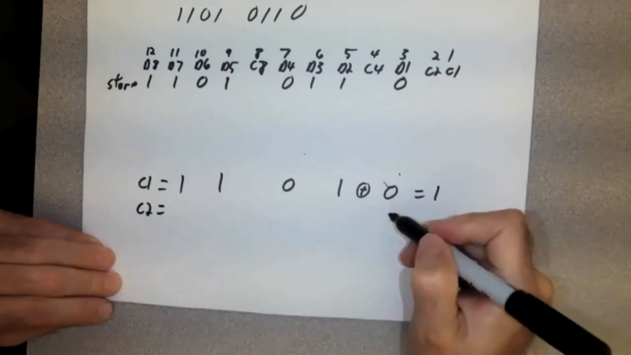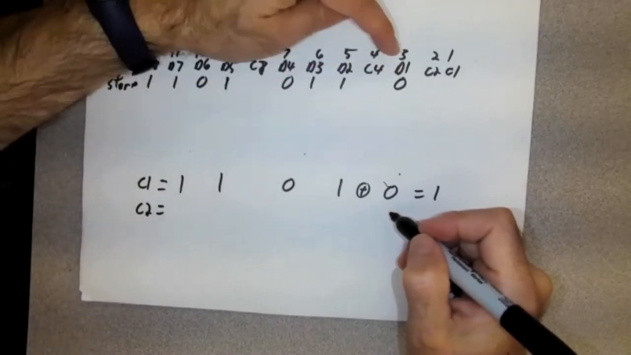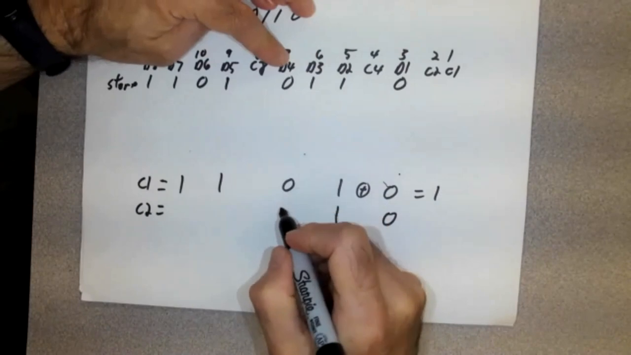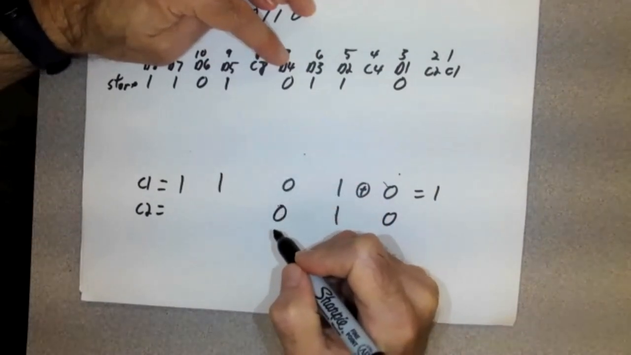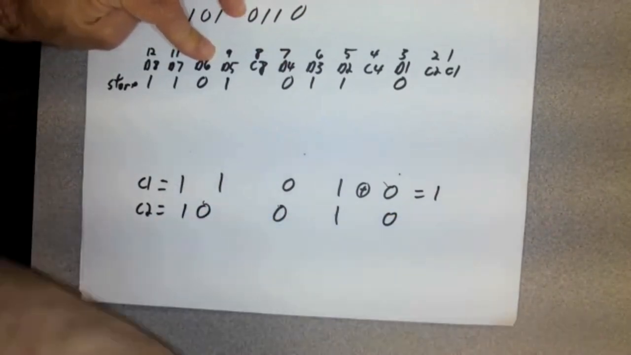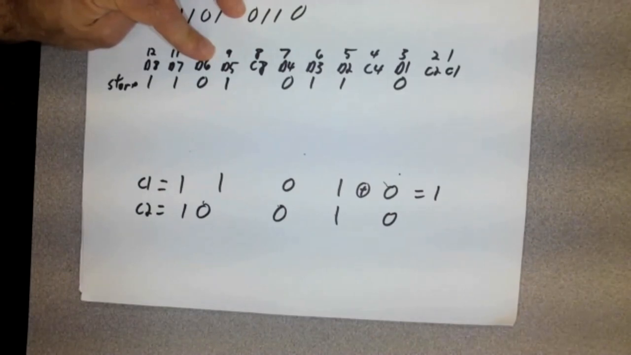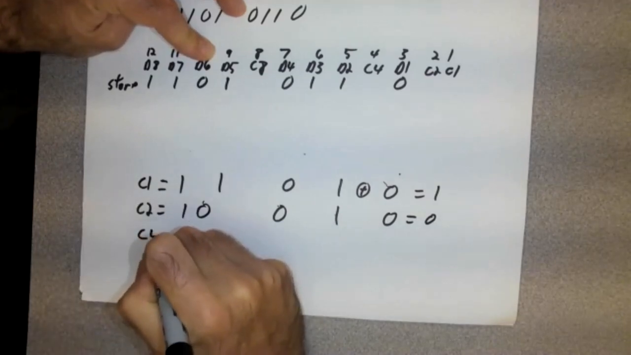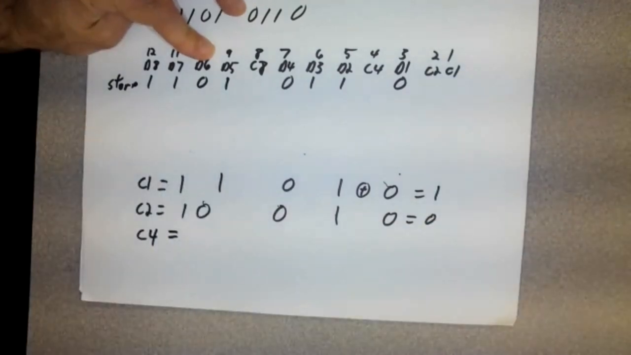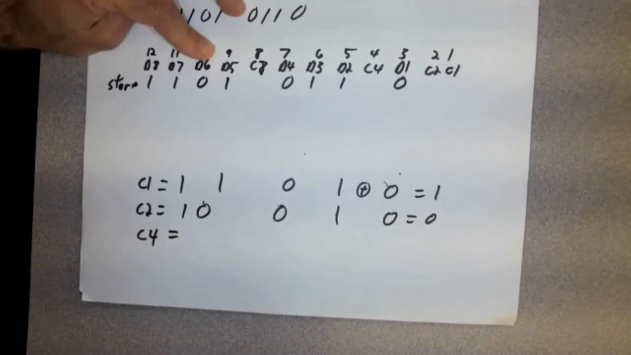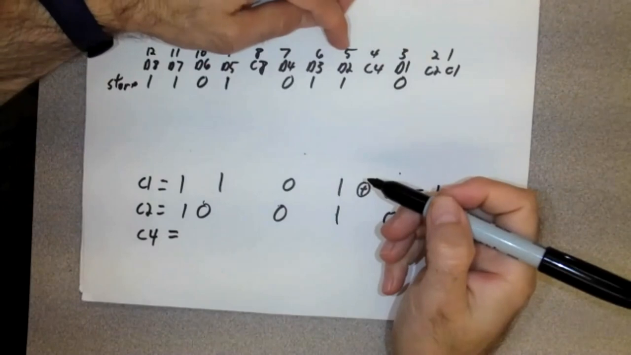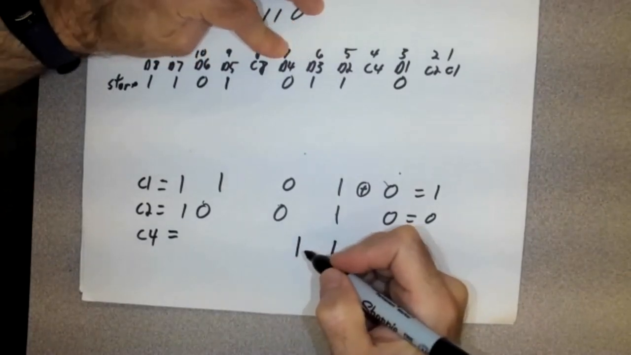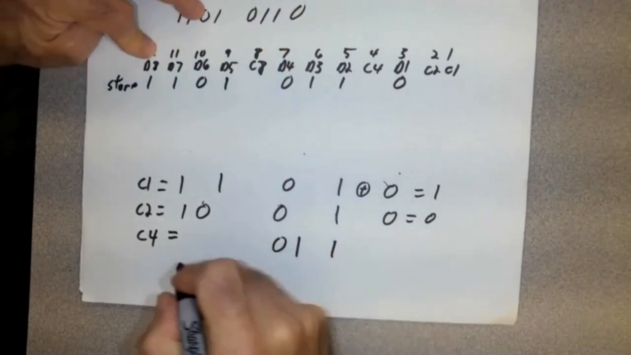Our check 2 is using bits 1, 3, 4, 6, 7. Digits 1, 3, 4, 6, 7. So we've got 0, 1, 0, so 1. We've got an even number there, so we don't need to add another bit to even things out. So for check 4, that's 2, 3, 4, and 8. So hopefully I'll get all these right. So digit 2 is a 1, digit 3 is a 1, and digit 4 is a 0, and digit 8 is a 1.